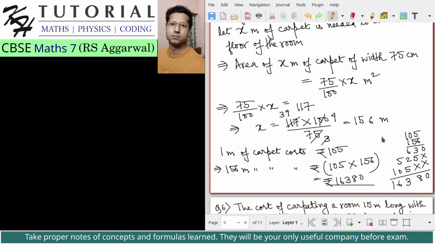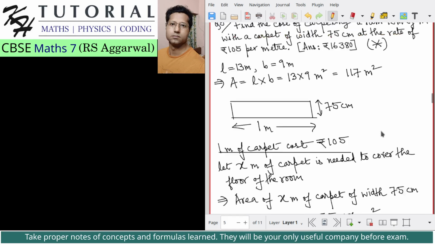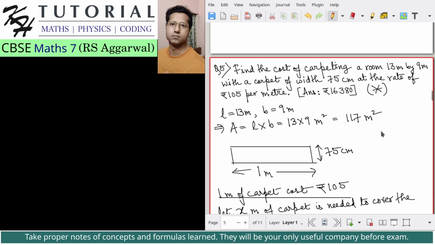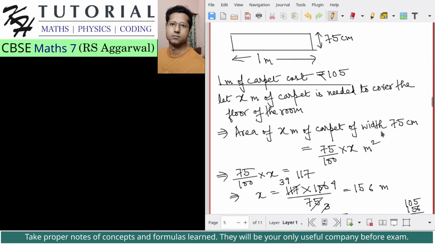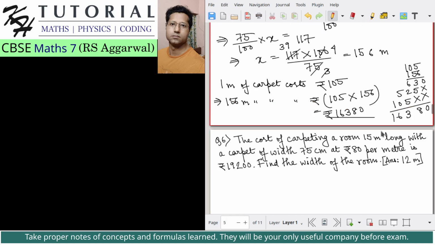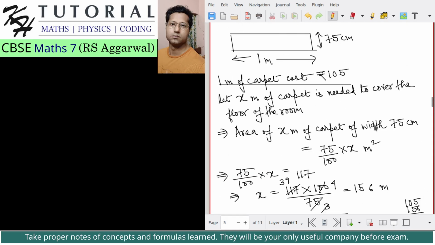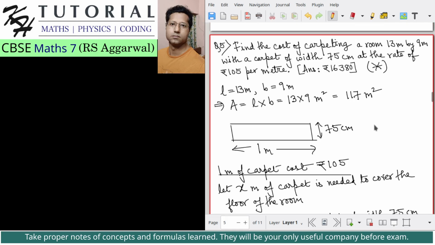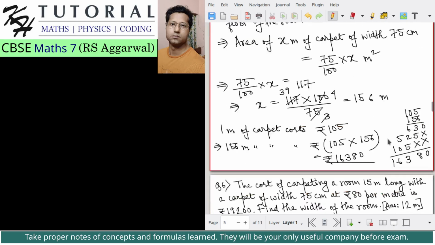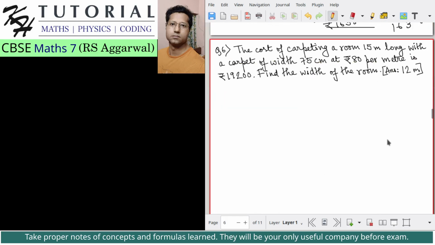From there we have found X. We have X is 156 meter. And since we know that the cost is rupees 105 per meter of the carpet, the cost of 156 meter of the carpet will be rupees 105 multiplied by 156. This question was so far a little conceptual. Okay, let's do question number 6.